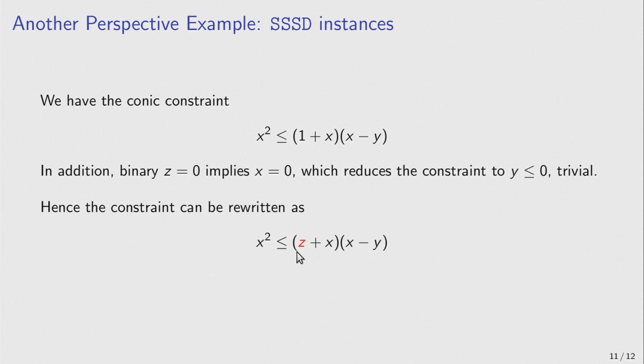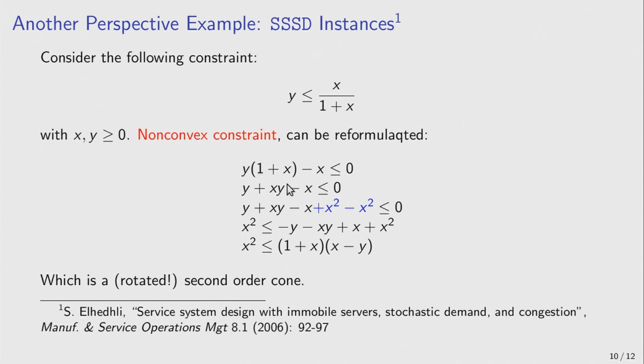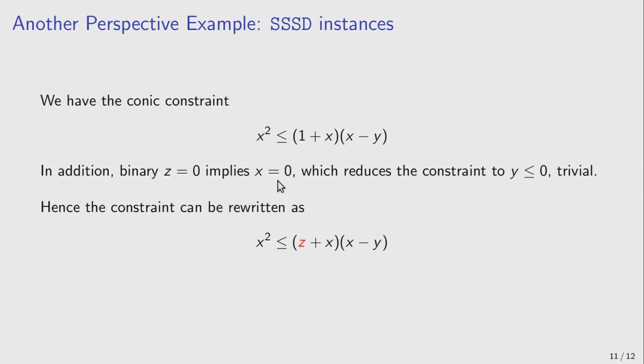So if z is equal to 1, then the constraint is obviously equivalent, because z is equal to 1. If z is equal to 0, then we had, and that's missing here, the upper bound, then x will be 0, and the constraint just reduces to x squared less than or equal to x squared minus y, or y less than or equal to 0. And so for z equals 0, you get the same constraint here. Okay.